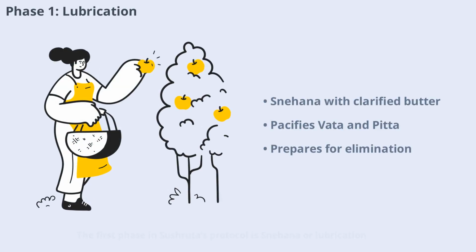The first phase in Sushruta's protocol is Snehana, or lubrication. This involves administering old or matured clarified butter, known as kumbhagrita, both internally and externally. The purpose is to lubricate the body's channels, pacify aggravated vata and pitta doshas, and prepare the patient for elimination therapies. This gentle, nourishing step sets the stage for more active interventions, ensuring the body is receptive and protected.